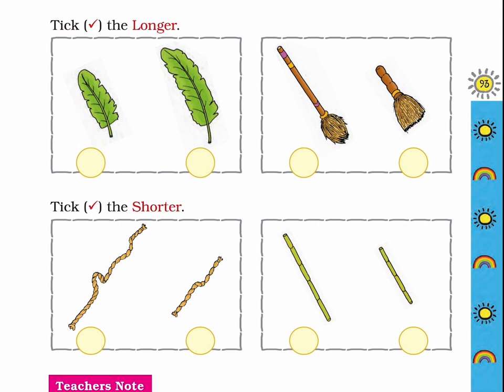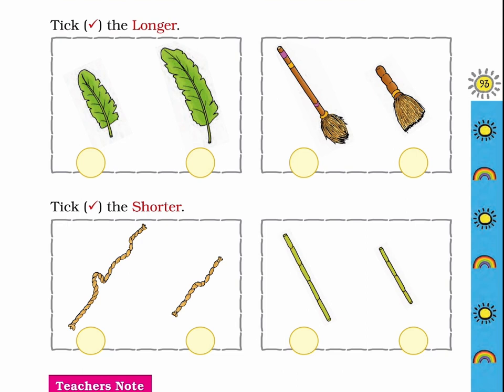Picture 2 shows 2 brooms. Broom 1 has a longer handle. Broom 2 has a smaller handle. You have to identify the longer broom. Question 2. Identify the shorter.